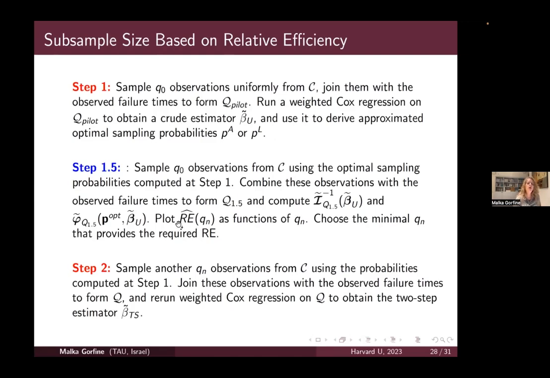And then we plot the relative efficiency curve as a function of Qn, and we choose the minimal Qn that provides the required relative efficiency. Step 2: once we have chosen Qn, we continue with this size of Qn, and step 2 is exactly as before.